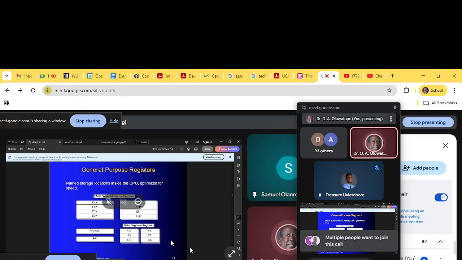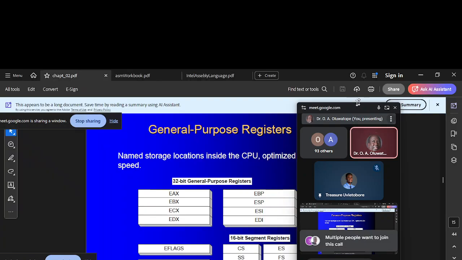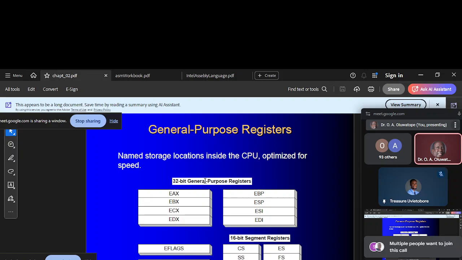So this is the arrangement of the general purpose registers. The 32-bit general purpose registers. There are 4 of those: A, B, C, and D.